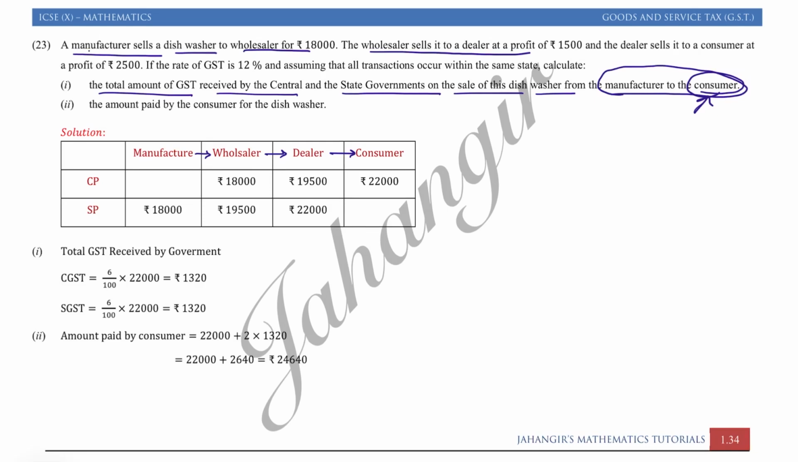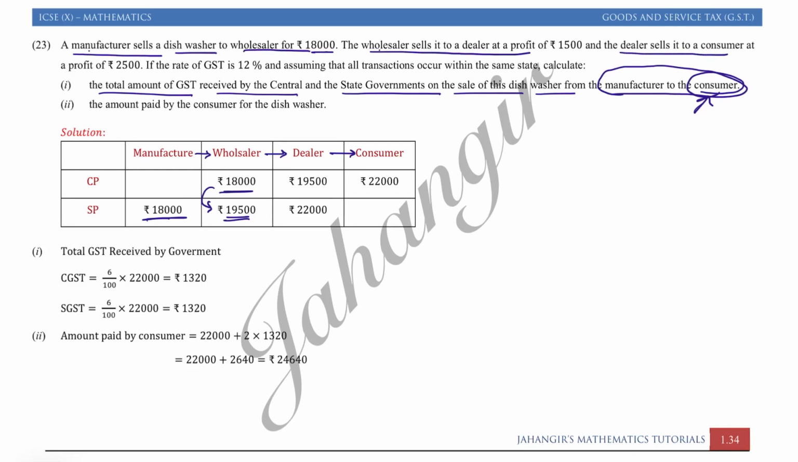The manufacturer sells a dishwasher to the wholesaler for rupees 18,000. So manufacturer का selling price is 18,000. So wholesaler का buying price is 18,000. Wholesaler sells it to dealer at a profit of 1500. So adding up 18,000 plus 1500 gives you the price that the wholesaler will sell the dishwasher at. Okay, so 18,000 plus 1500, that is 19,500.